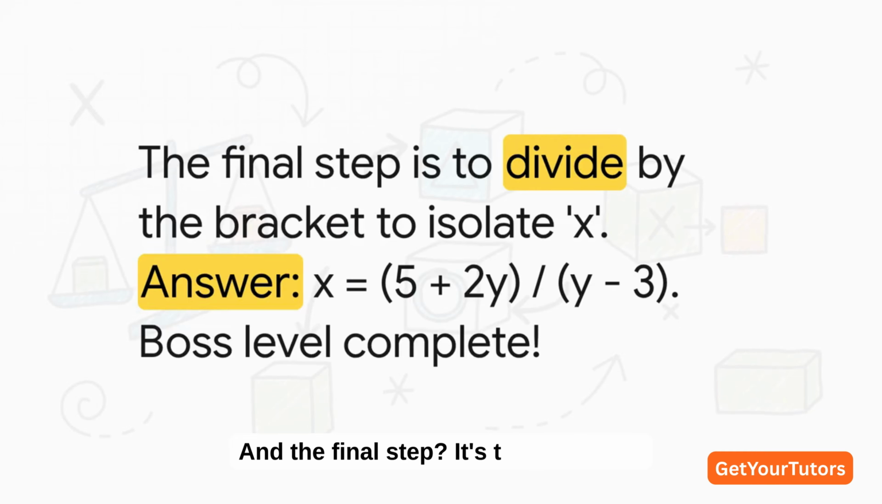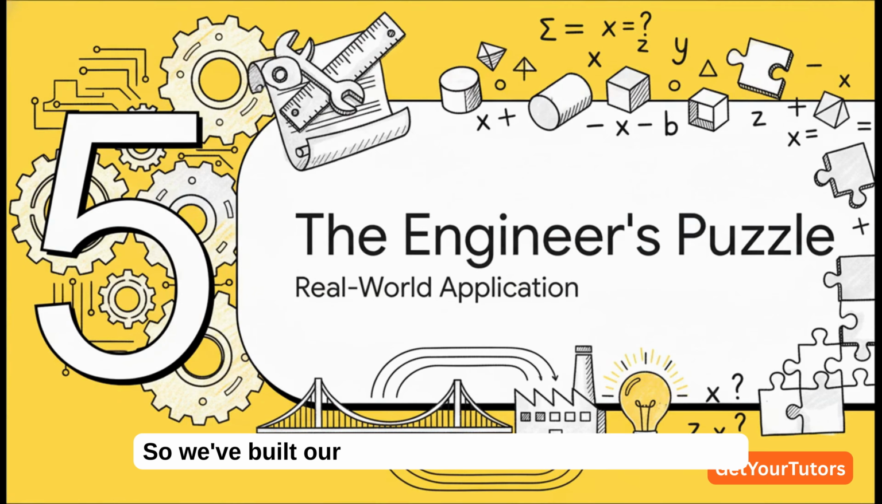And the final step? It's the easy part. x is just being multiplied by that whole bracket, so we just do the opposite. We divide both sides by that bracket. And that's it. We've got our answer. x is now the subject. Boss level complete. So we've built our toolkit.